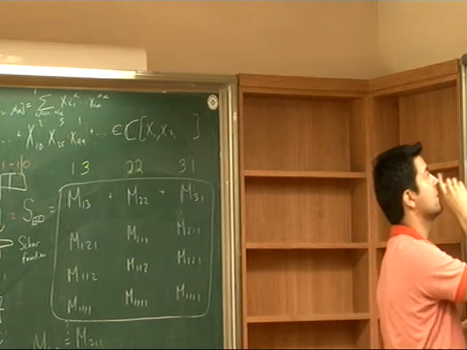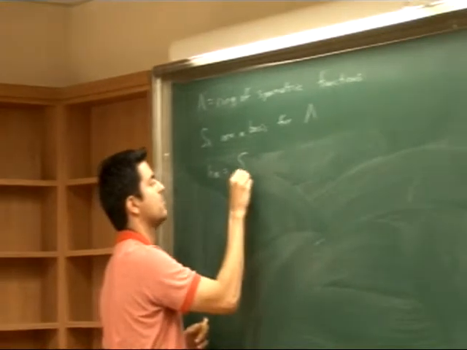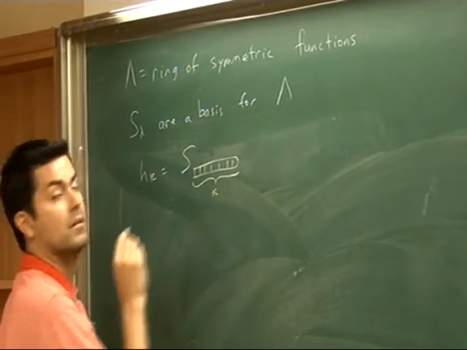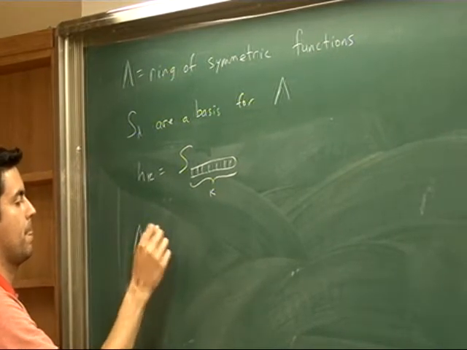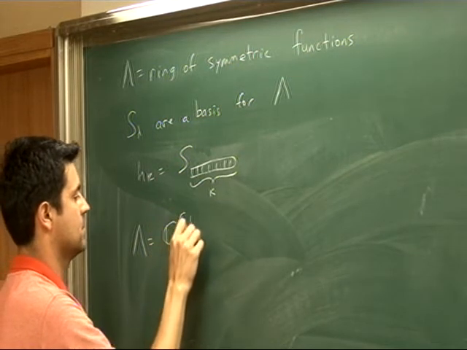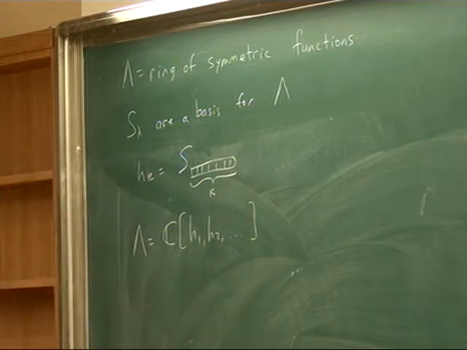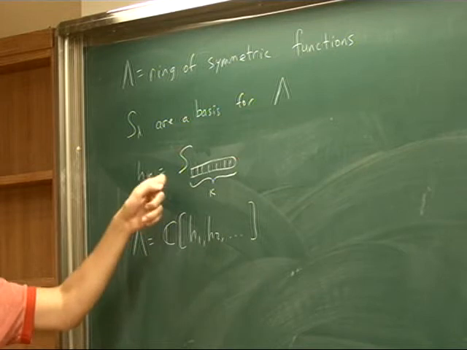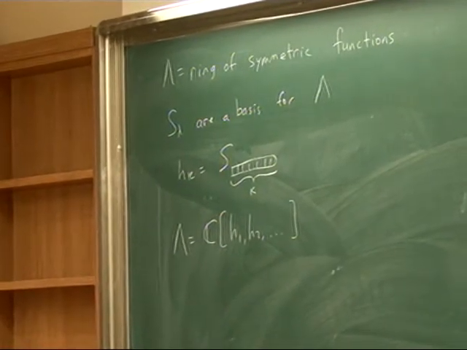And actually, this set where h_k is equal to s of a row of length k is a generating set. So you can express a symmetric function as a sum of products of these h's and also as sums of s's. Okay? Any questions so far?